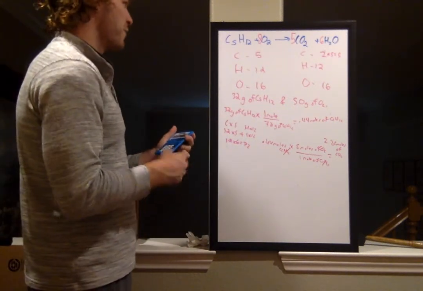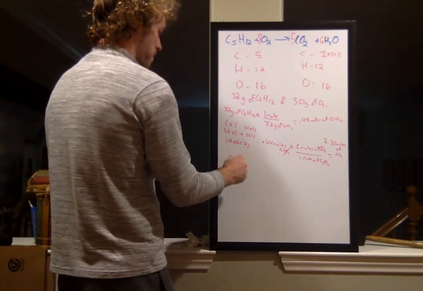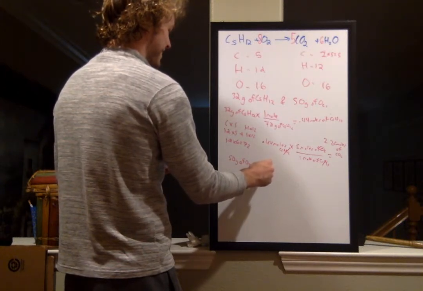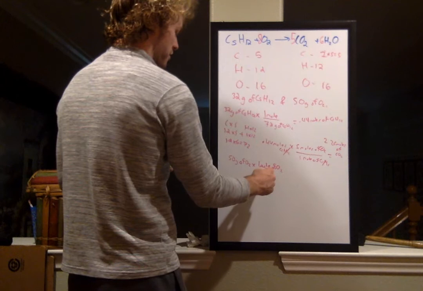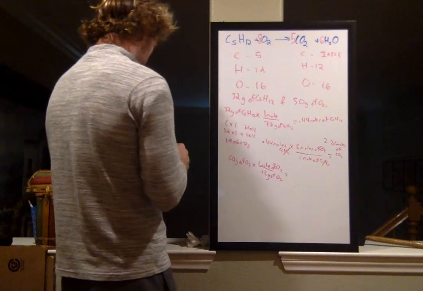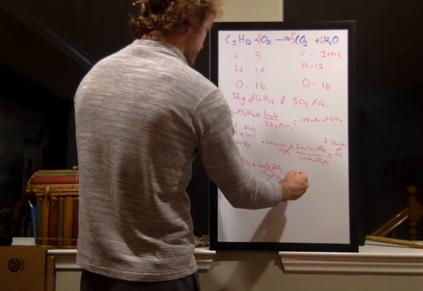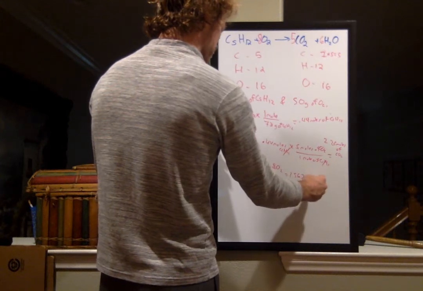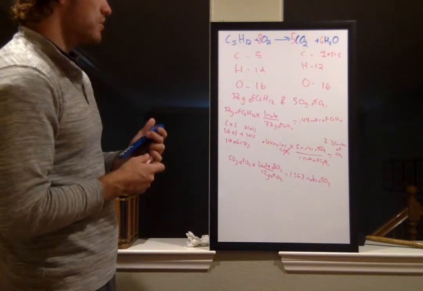We have 50 grams of oxygen, so it's 50 grams of O2 times 1 mole of O2 divided by 32 grams of O2. That's 50 divided by 32, which equals 1.562 moles of O2. But we have to multiply this value by the mole ratio.